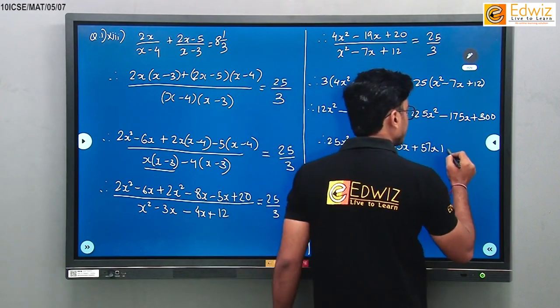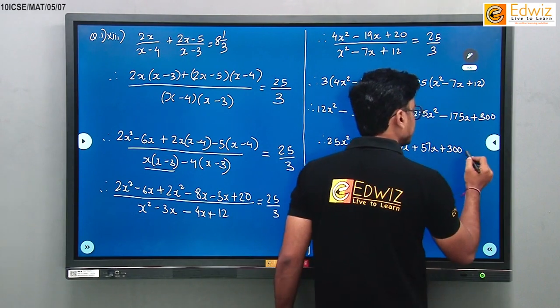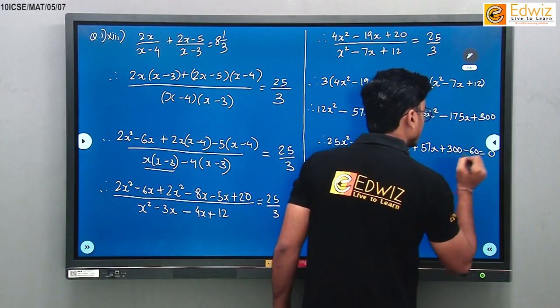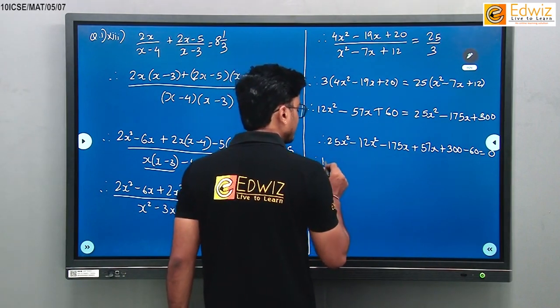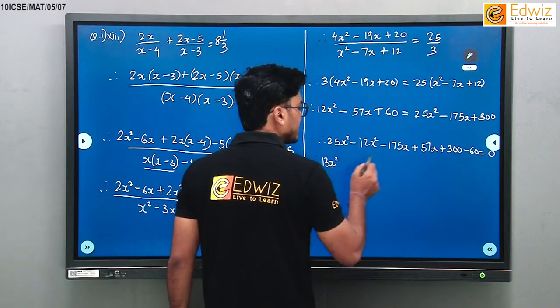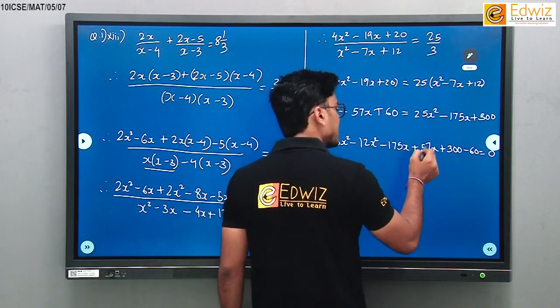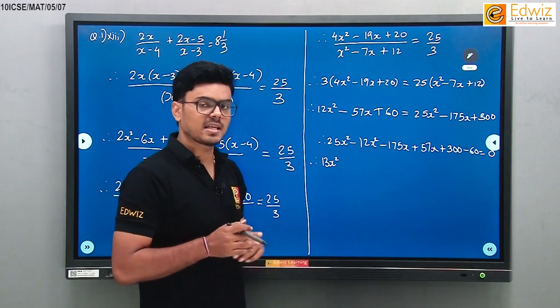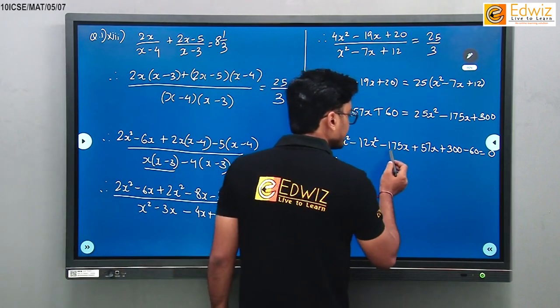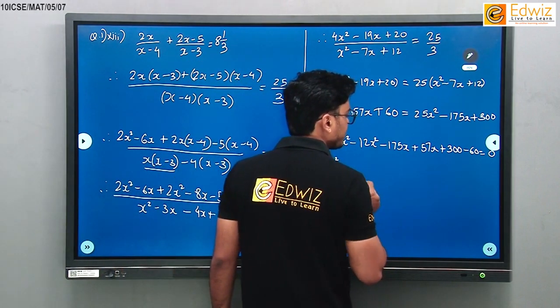Then we have plus 300 minus 60 equal to 0. That is all that's left. So 25 minus 12 is 13x square. Then we have minus 175 plus 57. So we will subtract and give the negative sign, correct? So the subtraction here is 175 minus 57.